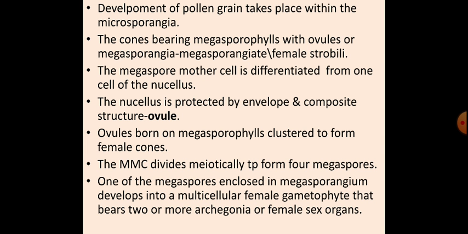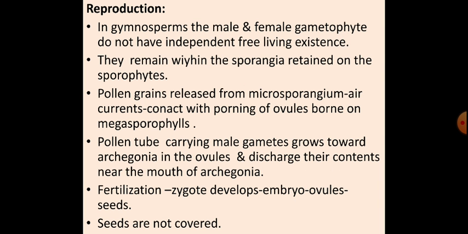How are they born? Megaspore mother cell divides meiotically to form megaspores. Out of that, one megaspore is functional. That will help in the development of female gametes. So ovules are born on megasporophyll. Once they become mature, pollen grain will be deposited upon the female gamete. There they will germinate and form tube-like structure called as pollen tube. Pollen tube will discharge gametes inside the female body.